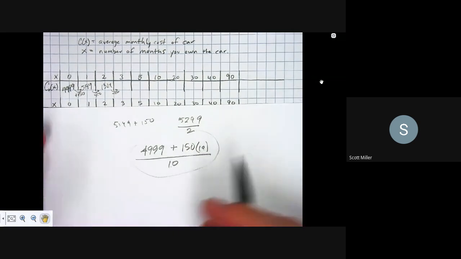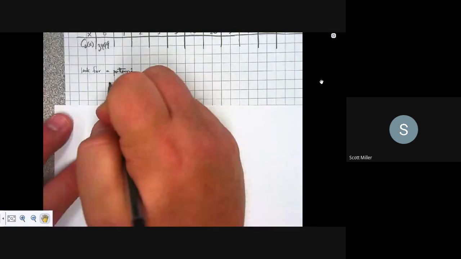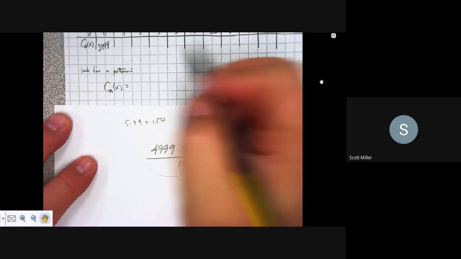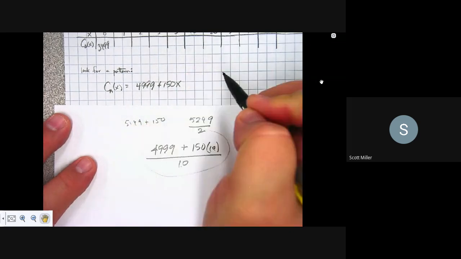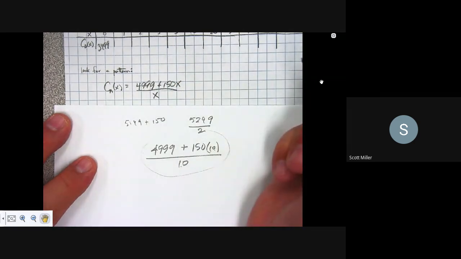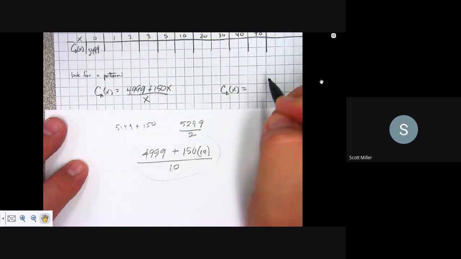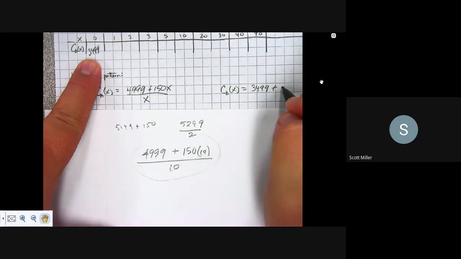And so we can find our rule based off of this by simply putting in our X. So the cost of car A, our monthly cost of car A, the average monthly cost is $4,999 plus 150 times the number of months divided by the number of months. And then C of B, then, the average cost for car B is very similar in nature. This one started at $3,499, and its monthly cost is $185 times the number of months I did it, divided by the number of months I did it.